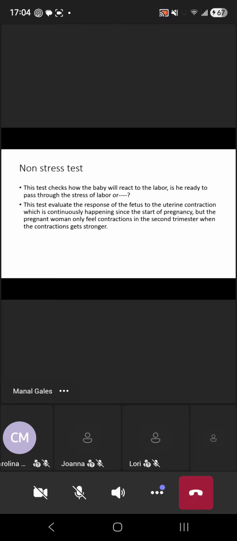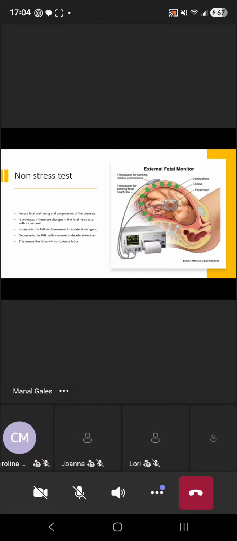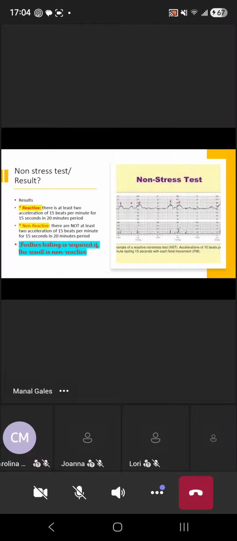So the non-stress test, guys, is so casual: the baby's moving, check if the heart rate goes fast. If it goes fast, it means accelerate. Accelerate means the baby is good and reactive. If the heart rate in the non-stress test goes down, it means the baby is not reactive, and we want to make sure we do another test, which is the stress test.